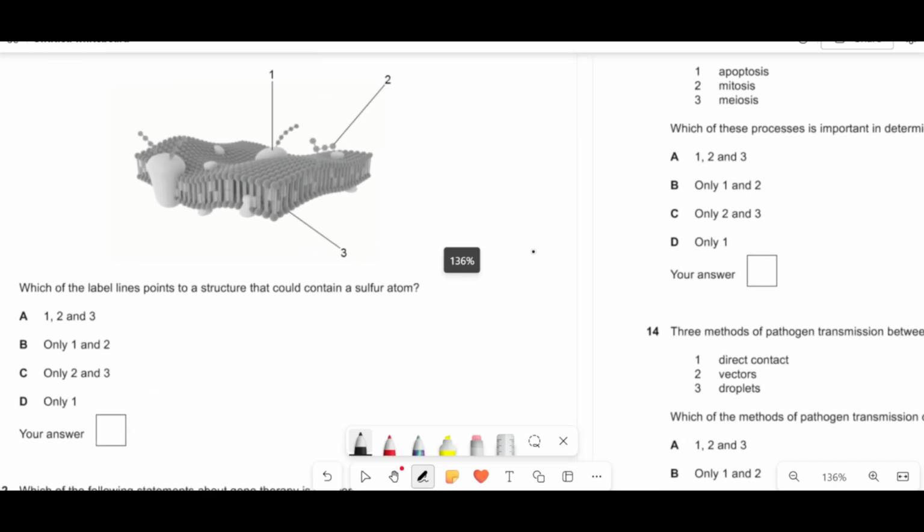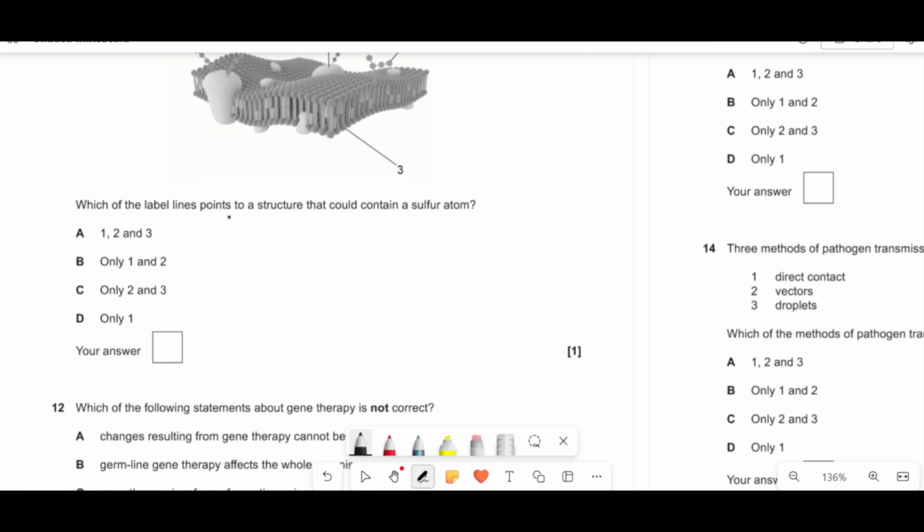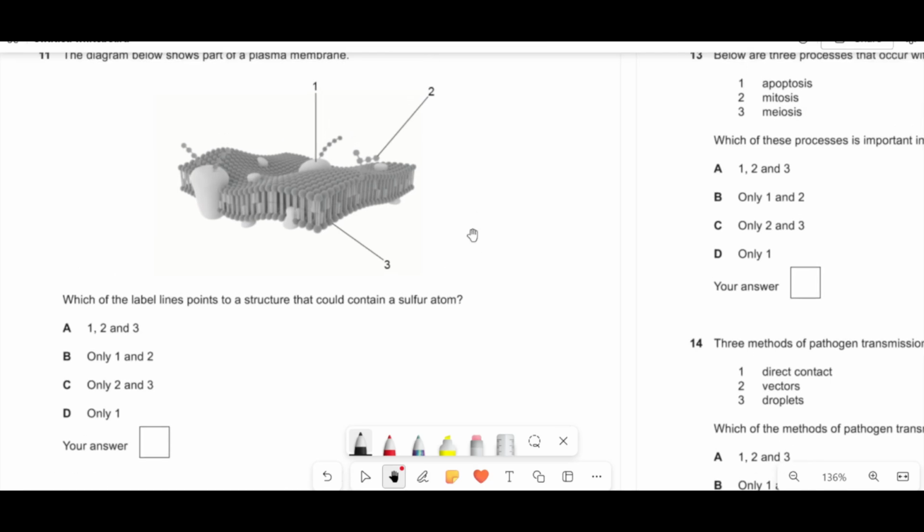The diagram below shows a plasma membrane. Which of the following labels point to a structure that contains a sulfur atom?